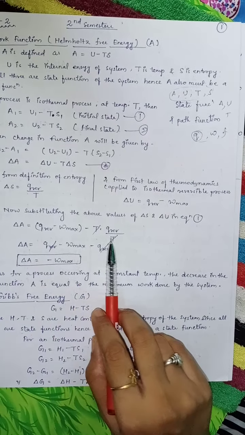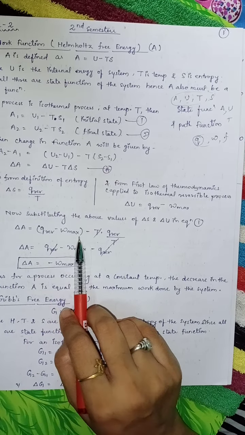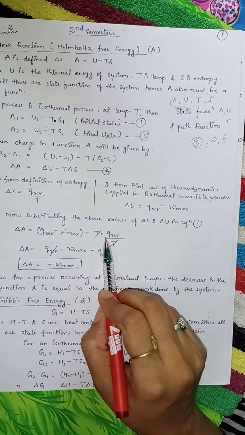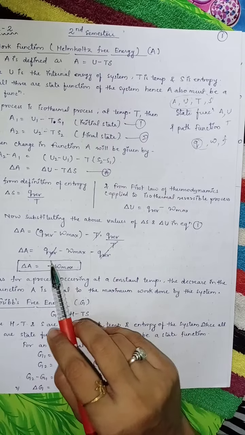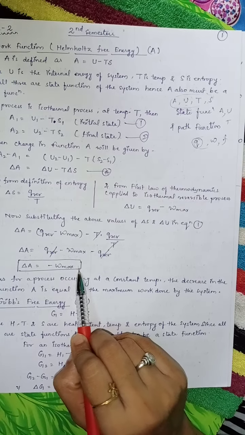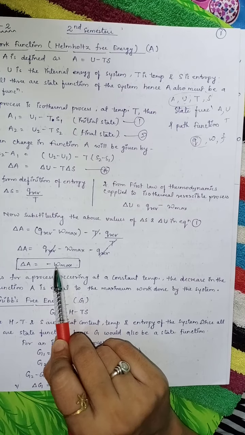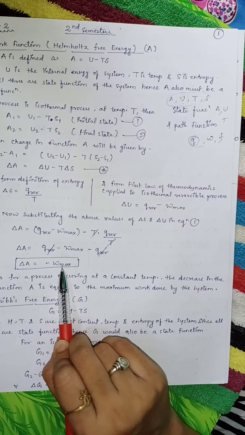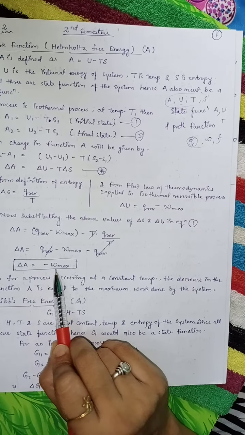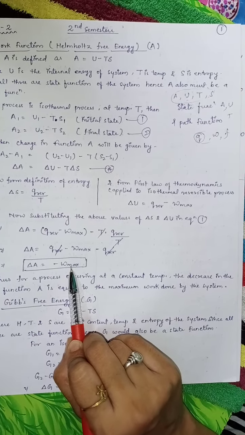After putting the values you will get this equation, and as you open the bracket, you can see that T and T cancel out. After solving the bracket you will get del A equals minus W max. So this is the final equation for your work function. For a process occurring at constant temperature, the decrease in the work function A is equal to the maximum work done by the system. So this is our first term, which is A.